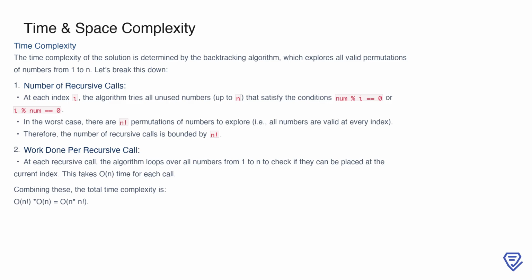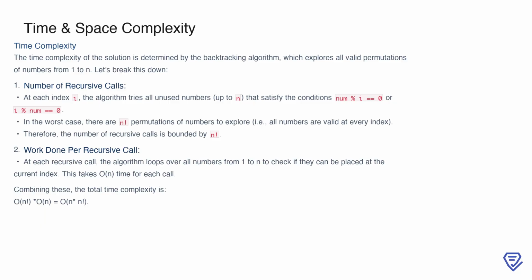The time complexity of our solution is driven by the backtracking approach, which systematically explores all valid permutations of numbers from 1 to n. To understand this, we can break it into 2 parts. First, the number of recursive calls made by the algorithm. At each index, the algorithm considers all unused numbers that satisfy the given conditions. Either the number is divisible by the index or the index is divisible by the number. In the worst-case scenario, all numbers are valid at every step, leading to n! possible permutations.